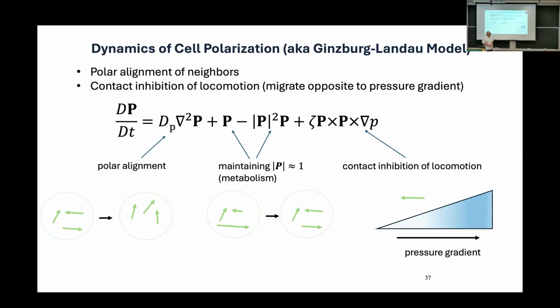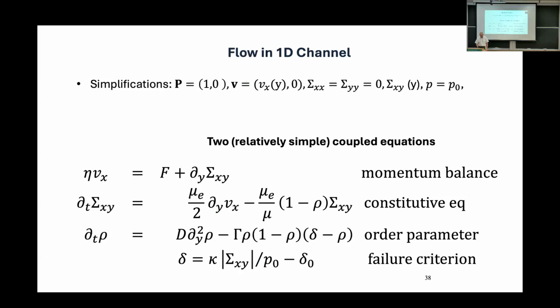So these are three fundamental biological interactions. Cells want to align with the neighbors, maintain polarization, and migrate against the gradient of pressure. That's about it. So the model is relatively simple. And first, you can examine it in one dimension, like flow in a channel.